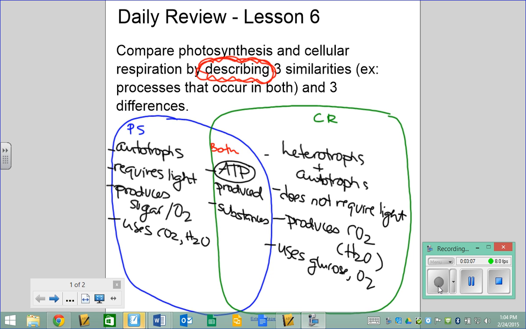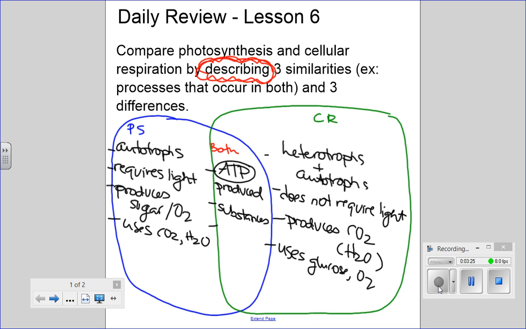Now those are a lot of the basic, I think, main things that people would say. Would anyone like to volunteer some other things that they have written, especially for the both category? Does anyone have something else in the both category? So I'm going to add something in the both category.